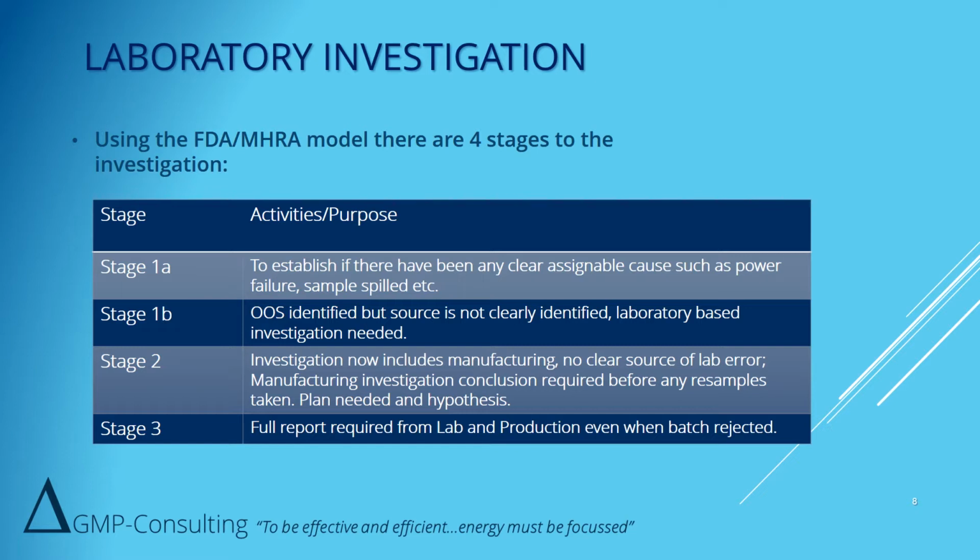The current guidelines split the investigation into 4 stages: 1A, 1B, stage 2 and stage 3. The first part is the initial investigation in the lab to make sure something obvious hasn't gone wrong, the wrong dilutions or something like that. Stage 1B is a much more in-depth laboratory investigation. Stage 2 starts to include production and the potential for resampling, and we'll talk about those a bit more in detail following this slide.